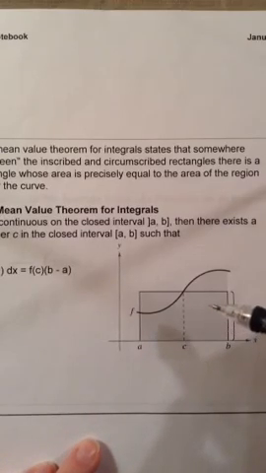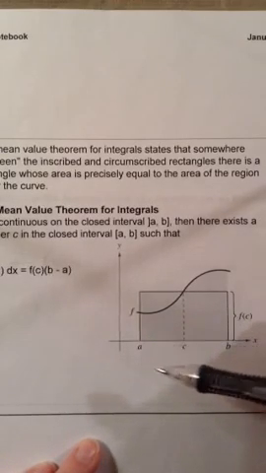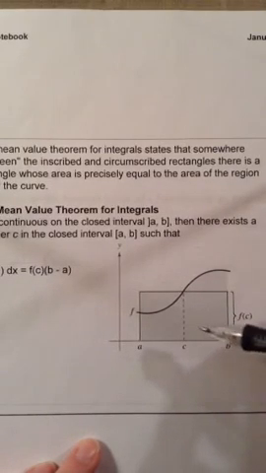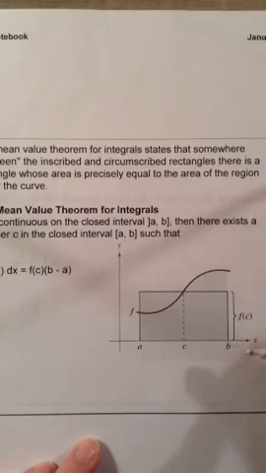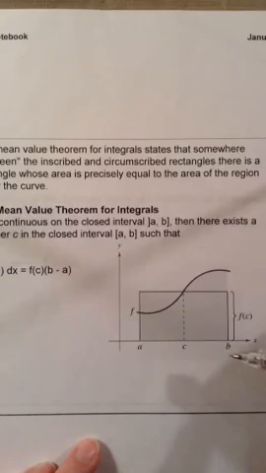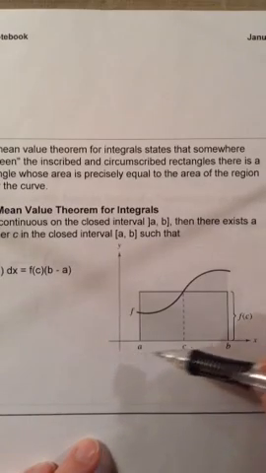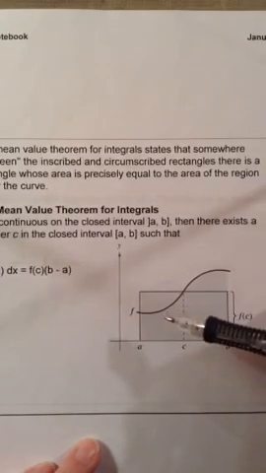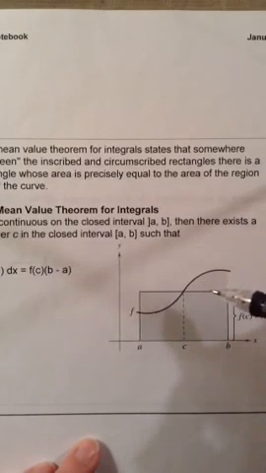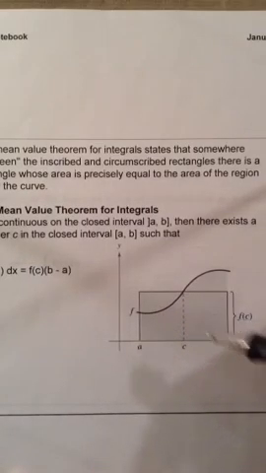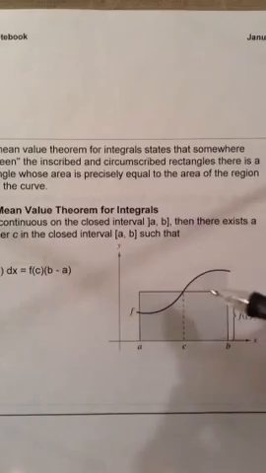value theorem for integrals. And what that means is there has to be some value c in between a and b such that if I substitute c into my function to get my height, and I multiply that by b minus a, the change in x, I should get a value that's equal to the area underneath that curve. So the area of this rectangle here would be equal to the area underneath this curve.